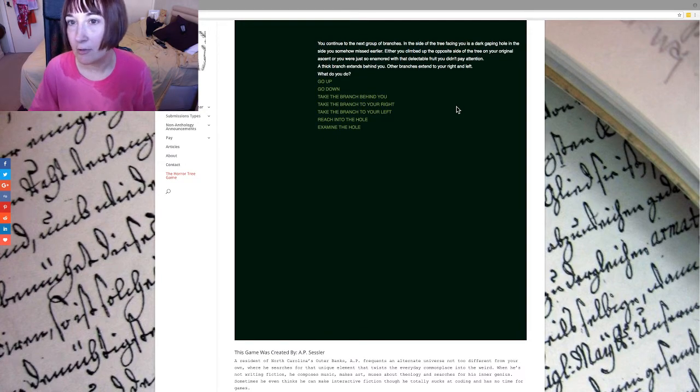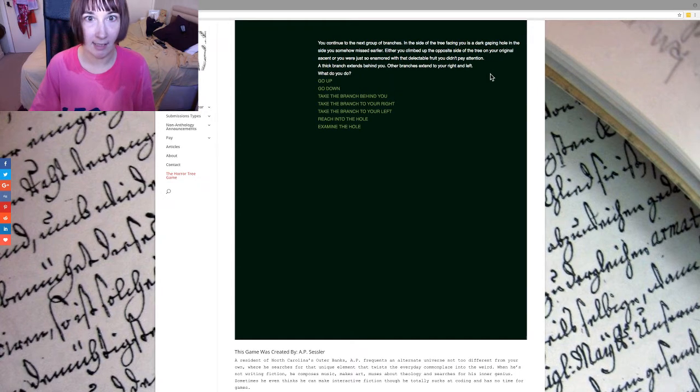You continue to the next group of branches. In the side of the tree facing you is a dark, gaping hole in the side you somehow missed earlier. Either you climbed up the opposite side of the tree on your original ascent, or you were just so enamored with the fruit you didn't pay attention. A thick branch, blah blah, what do you do?